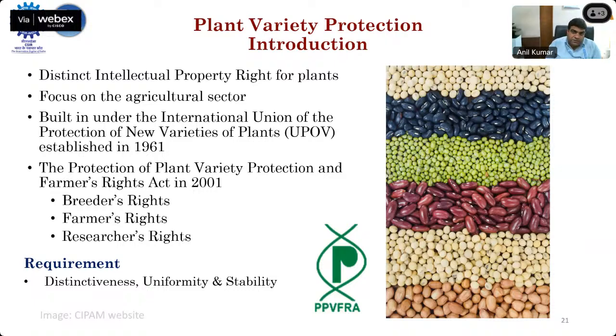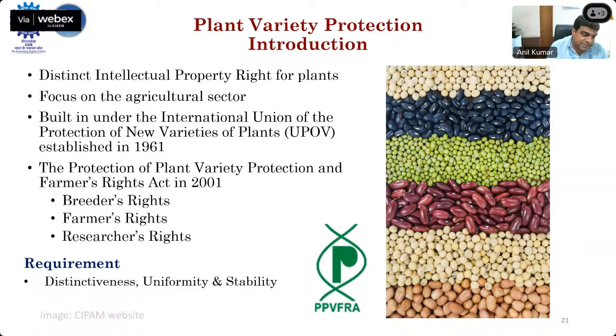The requirements for getting a new variety registered are distinctiveness, uniformity, and stability. The new variety must have some distinct characteristics, and they must be uniform in their expression, and they must be stable across the generations.